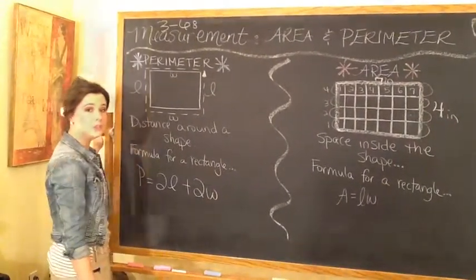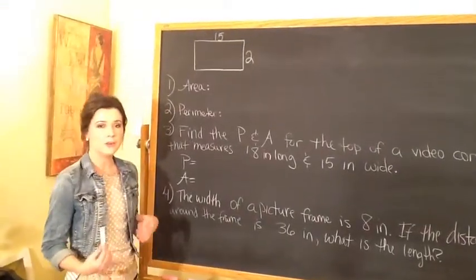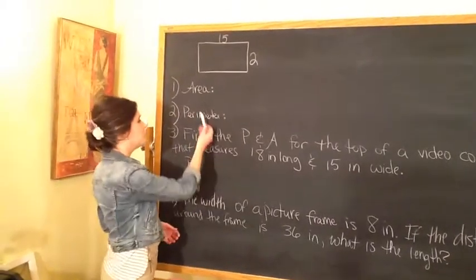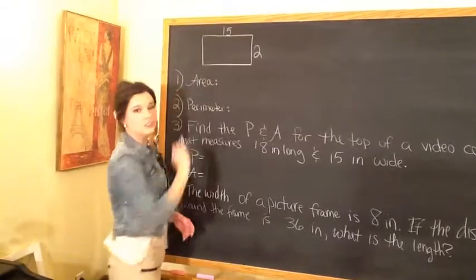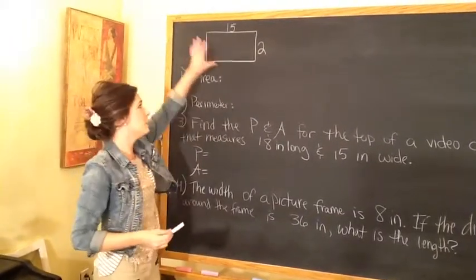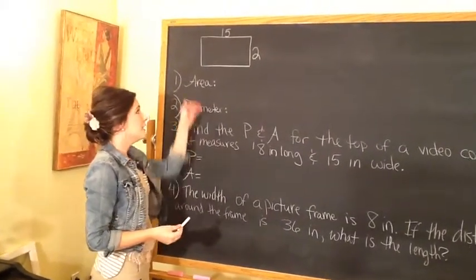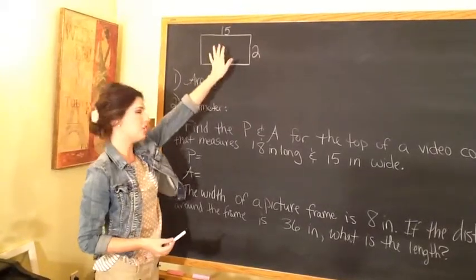Alright, let's go ahead and look at a few examples. The first 2 questions that I'm having us do are all based off of this rectangle. So we're going to find the area and the perimeter of this shape.